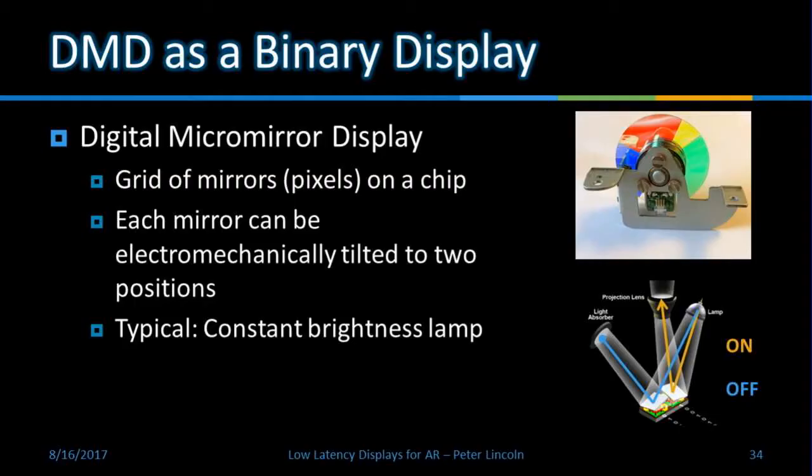Now, typically, in these systems, the light source is constantly on. So in order to get gray levels out of the device, one must flip these mirrors back and forth very quickly. In order to get color out of the device, one often divides either with time by using a color wheel or multiple colored lamps, like LEDs, or with multiple DMD chips, each one with a separate lamp.